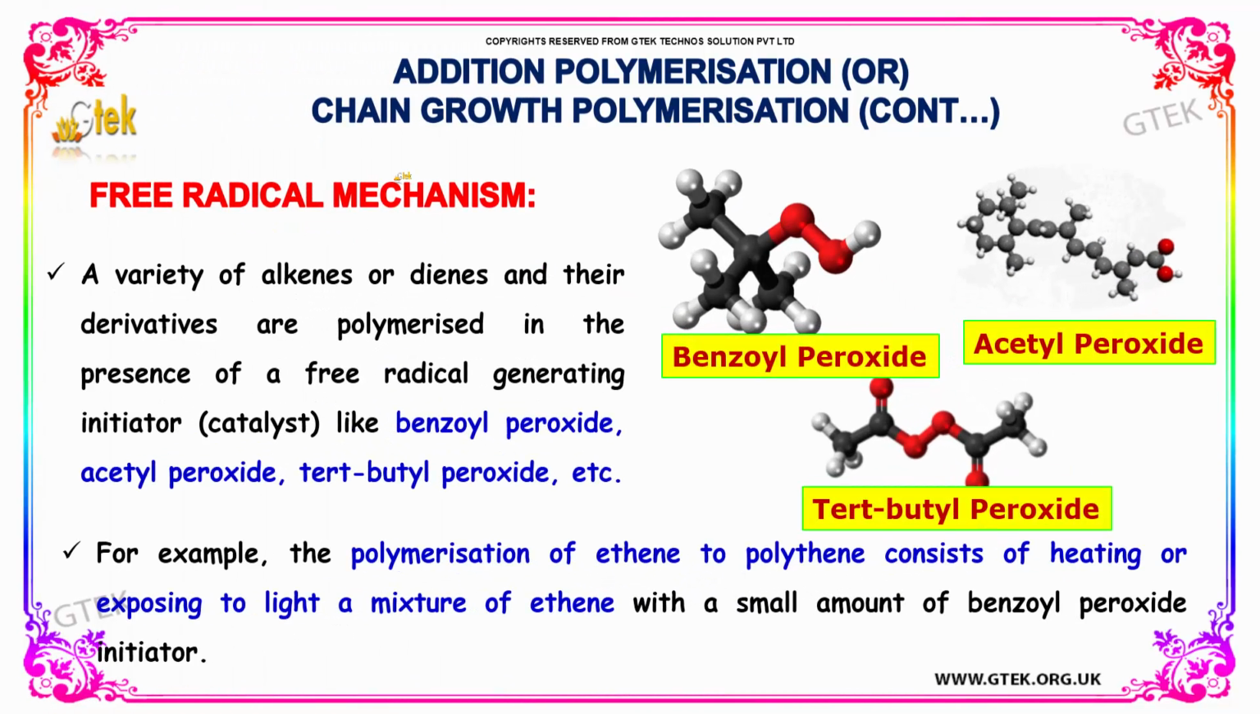Free radical mechanisms. A variety of alkenes or dienes and their derivatives are polymerized in the presence of free radicals. Free radicals are nothing but the dots where you can see in reactions like benzoyl peroxide, acetyl peroxide, tert-butyl peroxide, etc. For example, the polymerization of ethene to polyethene consists of heating or exposing to light a mixture of ethene with a small amount of benzoyl peroxide initiator.